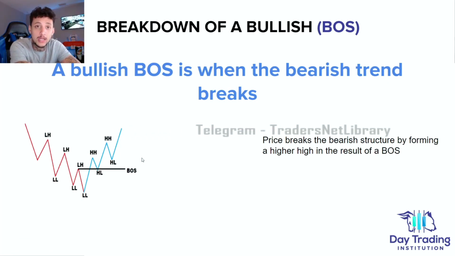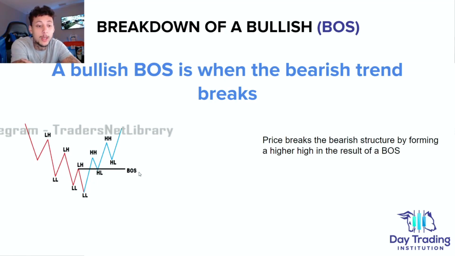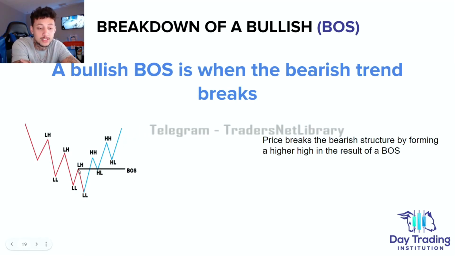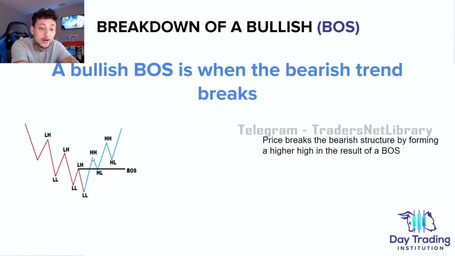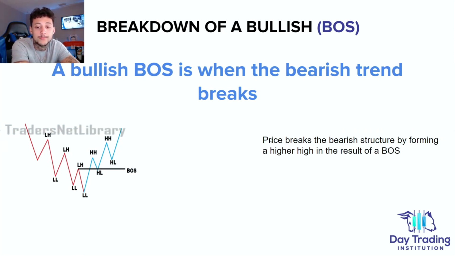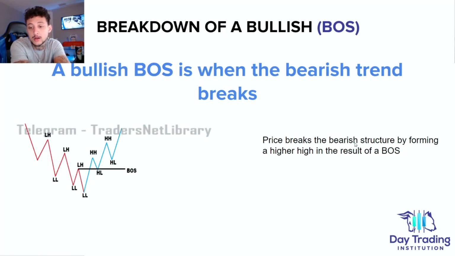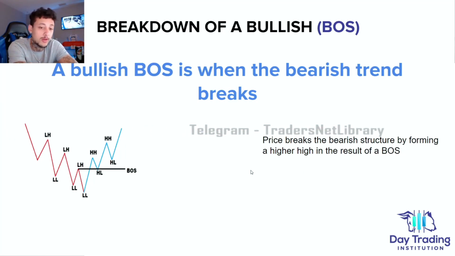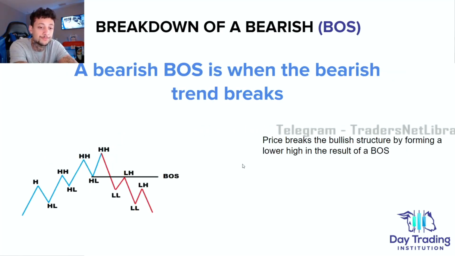There can't be a break of structure if price breaks a previous higher high and makes a new higher high, because that just simply means that price is in a bullish trend. But in this situation here, where price broke the previous lower high and made a higher high, that is going to be considered a break of the previous lower high and a break of structure. Now, when price breaks the bearish structure by forming a higher high, that is going to be the result of a break of structure.